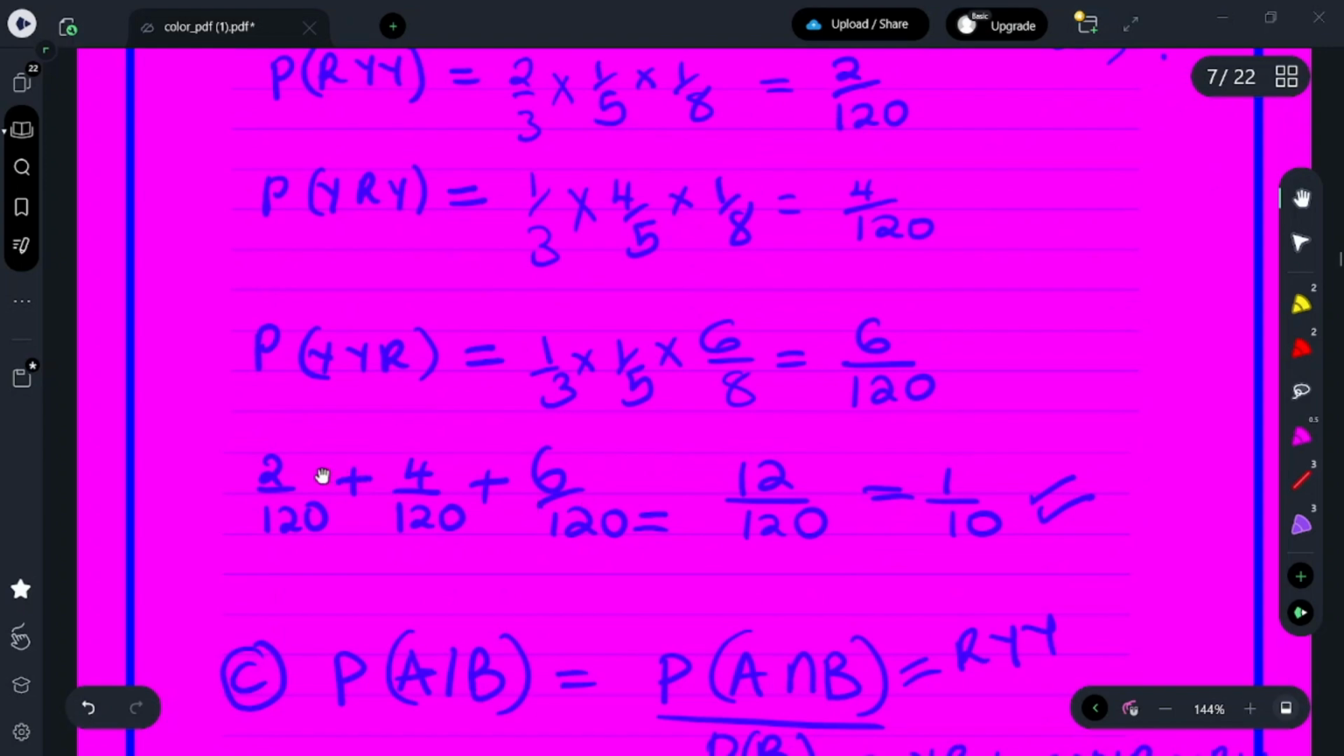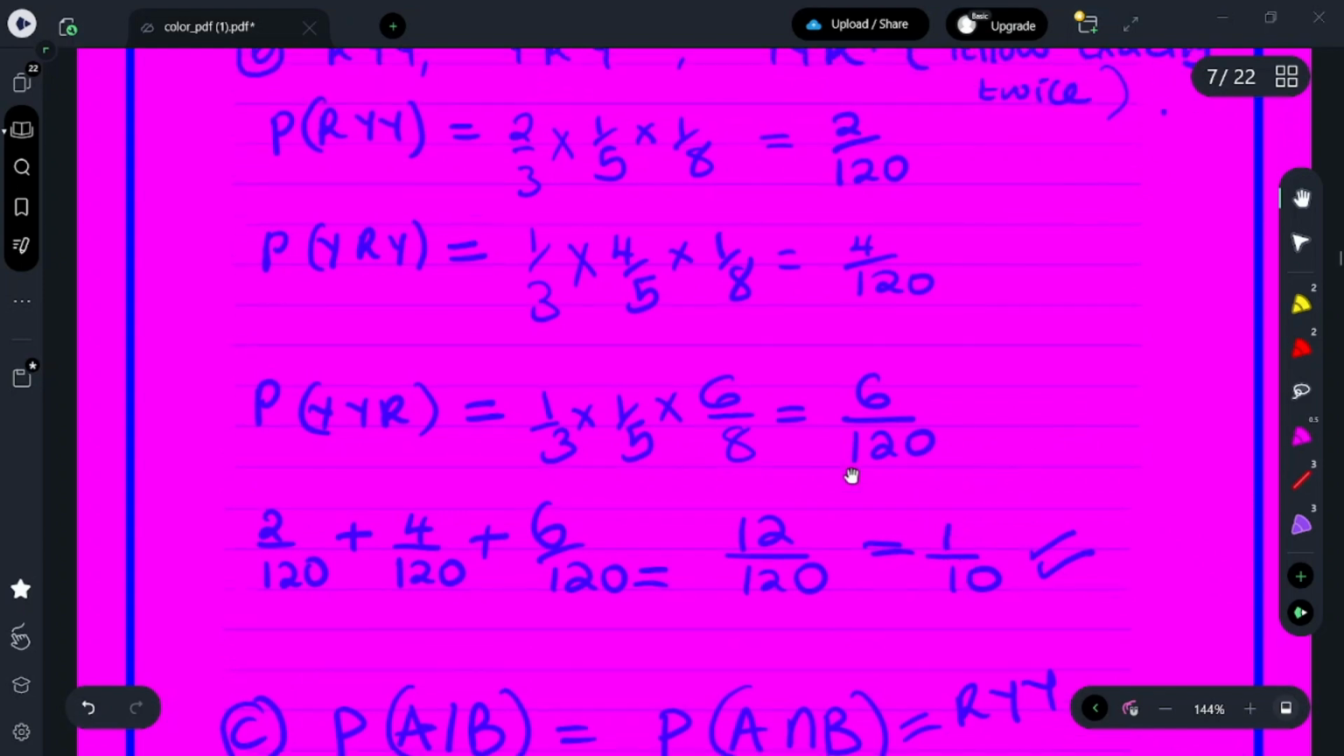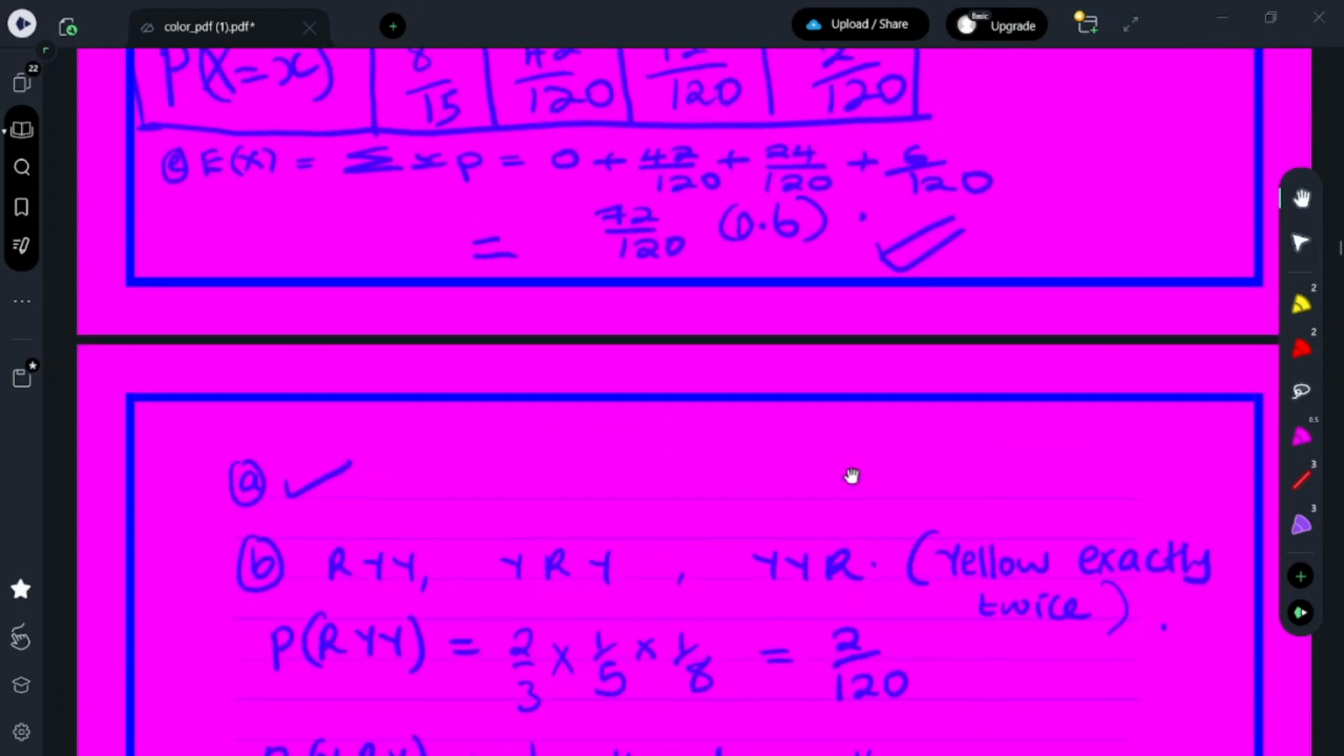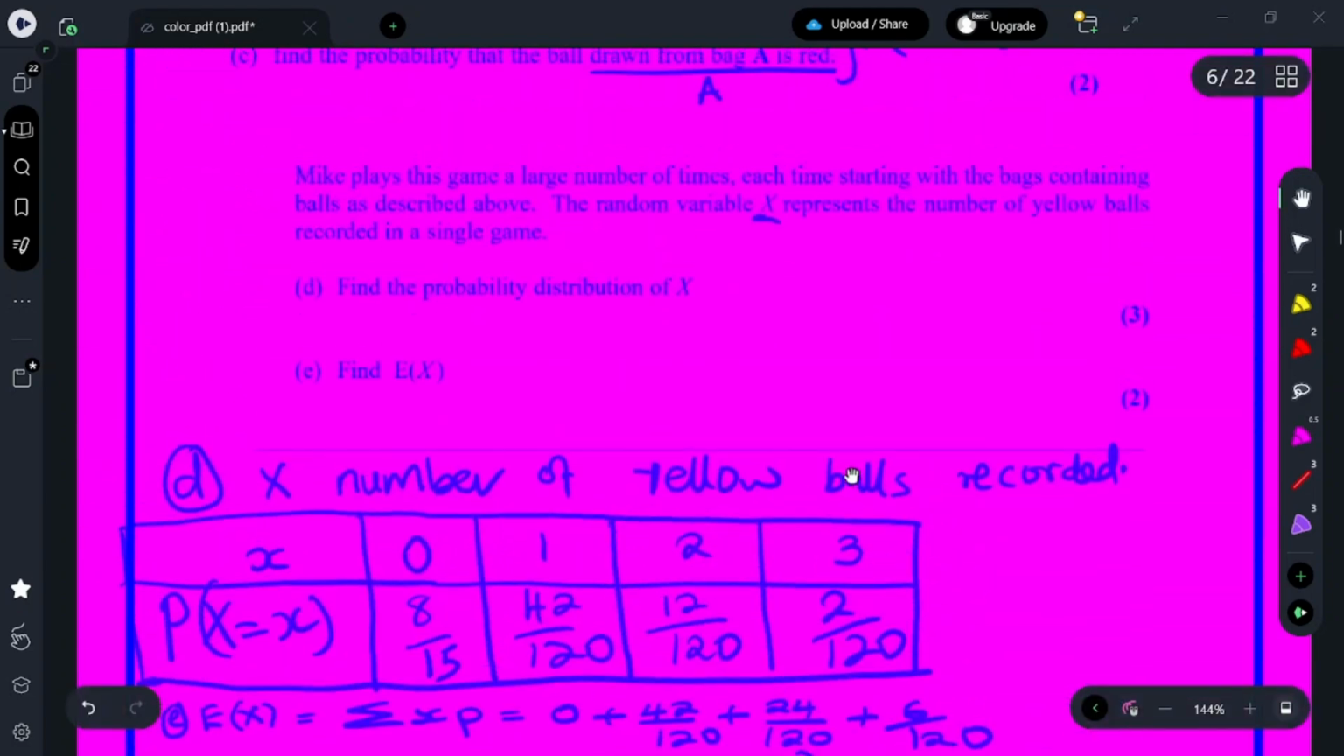So this is going to give us a total probability of 2 over 120 plus 4 over 120 plus 6 over 120, which is 12 over 120, simply simplifying to 1 over 10. And question B is well done. We move to question C.